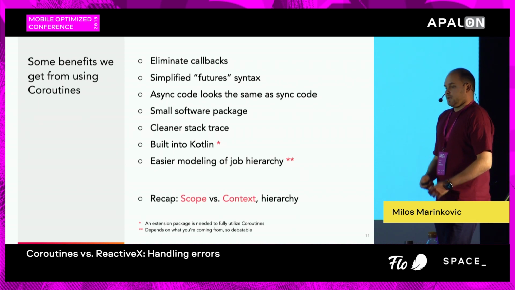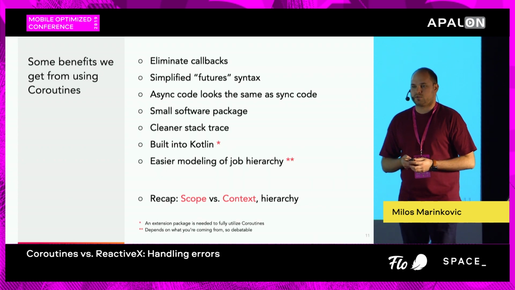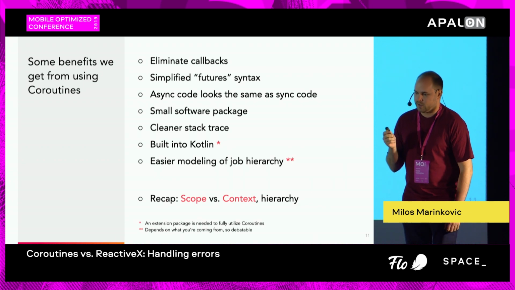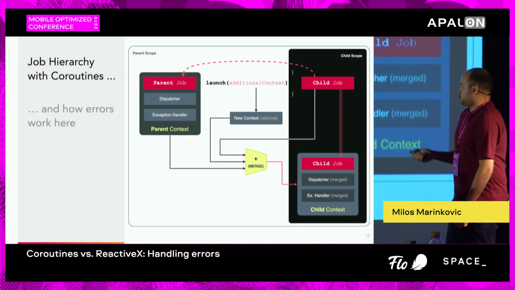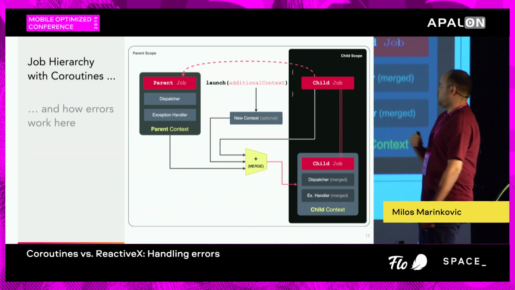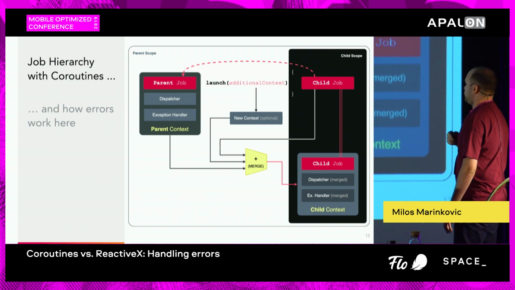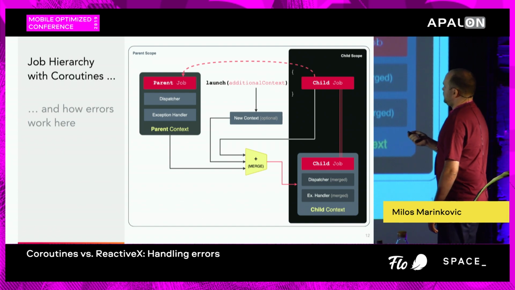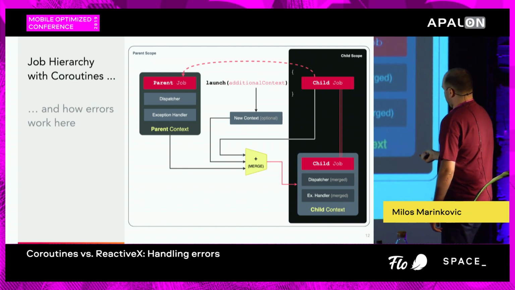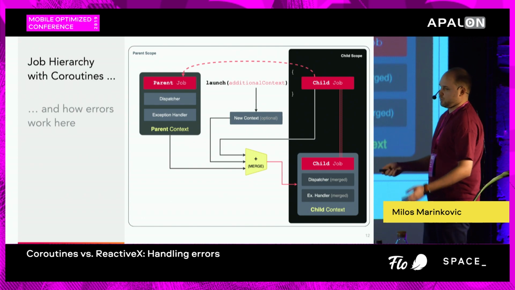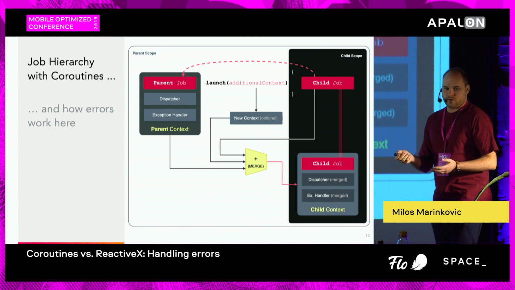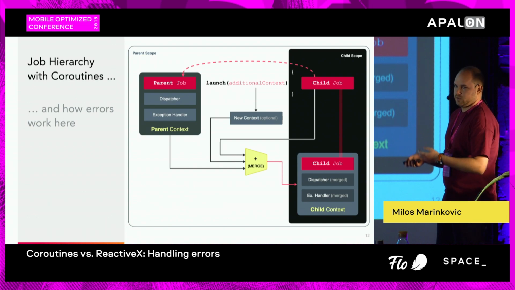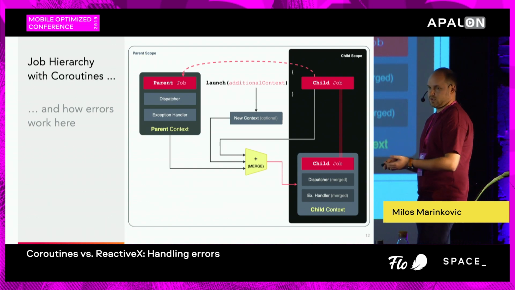So let's quickly recap on scope versus context, and then I will switch to the main point. I don't know if you've seen graphs like this before. They look quite complex, so I'll try to explain what happens. Basically, there is a scope that goes all around this whole graph. This is, let's say, the parent scope. This is where you start from. Every scope has a context, and that's the only point of a scope. Scope contains the context, and your context contains everything that your coroutine needs to run.